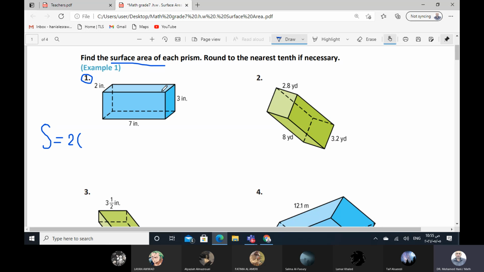What is the type of the face here? The type will be rectangle. So here we have 3 and here we have 2. So we can write length times width, 3 times 2, plus.